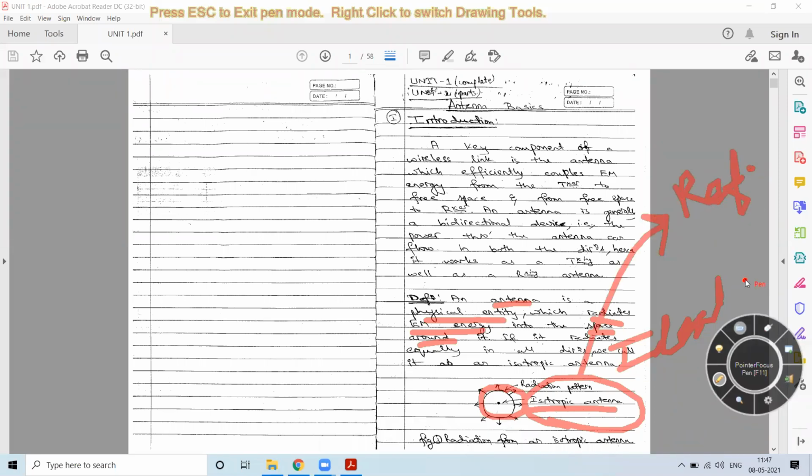It is the reference point for identifying how the other antennas are performing. The isotropic antenna acts as a reference point in order to identify how the other antennas are operating, and how they are different from the isotropic representation. Practically, I don't have any isotropic antenna which radiates equally in all directions.